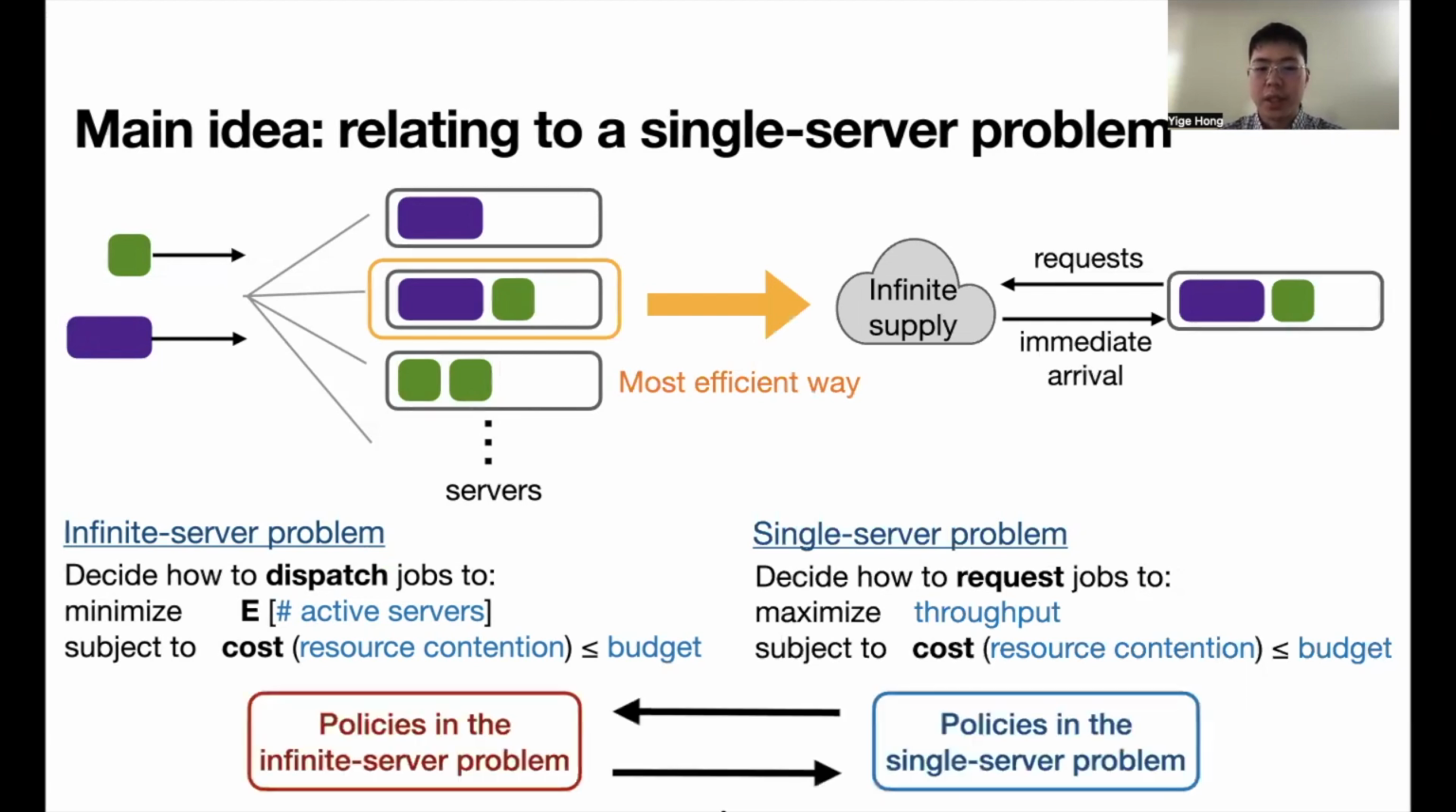Importantly, we show that there exists a correspondence between the policies in these 2 problems, and such correspondence allows us to convert an optimal policy in the single server problem to an asymptotically optimal policy in the original problem.